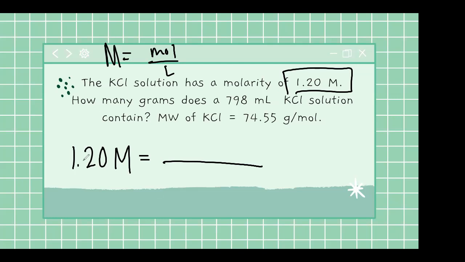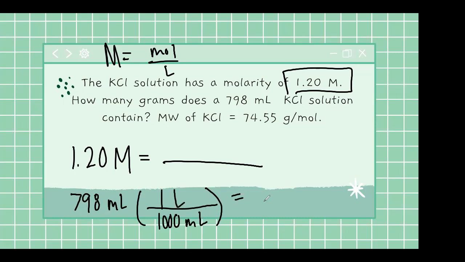Yeah, perfect. Okay, so we can't directly plug it in yet because it's in milliliters. We have 798 milliliters. Convert it to liters by using this conversion factor. So 798 divided by 1000 is 0.798 liters.